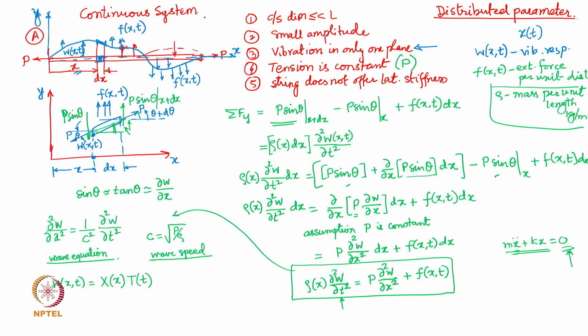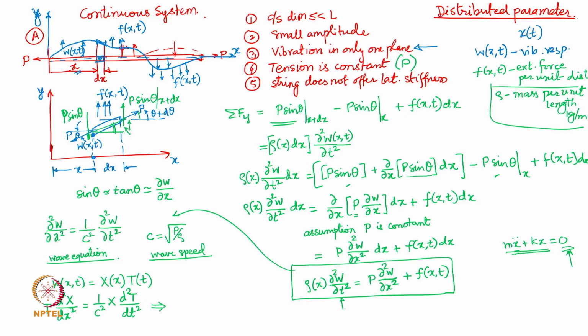and if I use this assumed solution, I can substitute back into the original equation. I will drop the argument here, and because T is only a function of time, the partial derivative now turns to an ordinary derivative. So d²X/dx² is equal to 1 over c² times X d²T/dt².